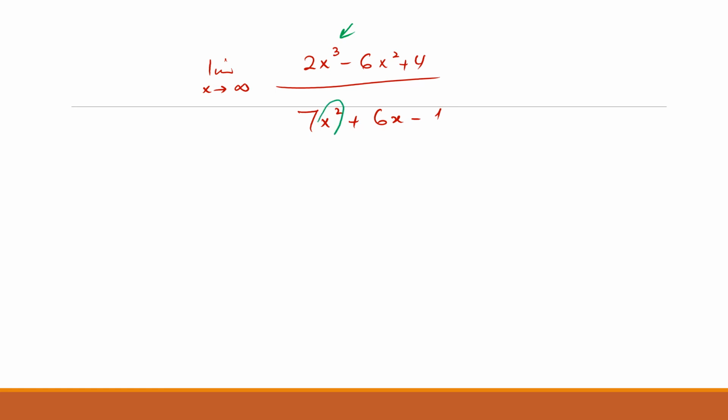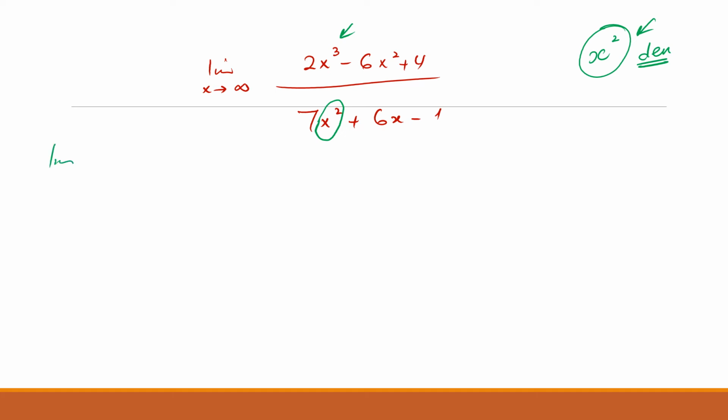Let's try one more question. Limit x approaches infinity, 2x cube minus 6x square plus 4 divided by 7x square plus 6x minus 1. Now, see here the highest power is in the numerator, but we will ignore that. We will see only the variable of the highest power in the denominator, not the numerator. So the variable with the highest power is x square. From where do we get it? We will get it from the denominator.